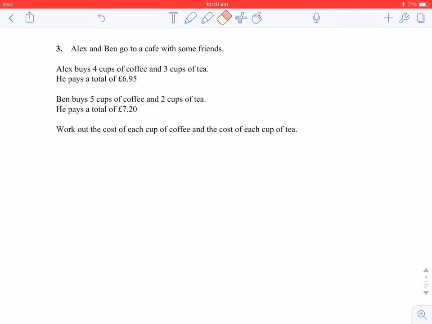Question 3. Alex and Ben go to a cafe with some friends. Alex buys 4 cups of coffee and 3 cups of tea. He pays a total of £6.95. So 4 coffees and 3 teas cost £6.95.